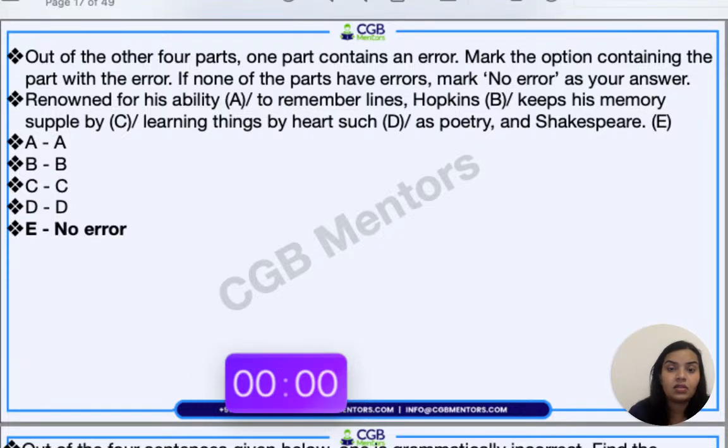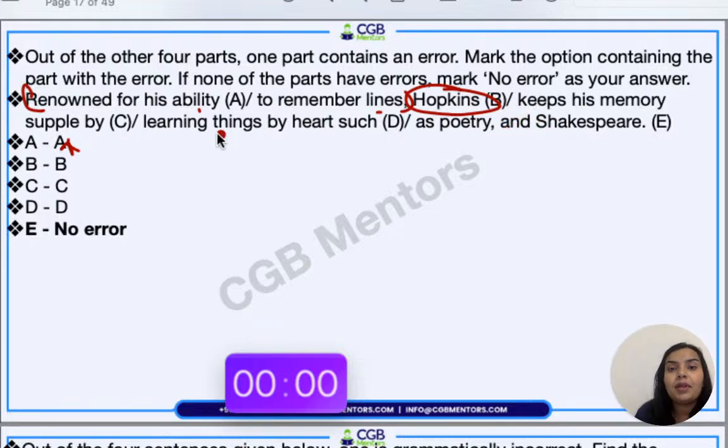Answer to this one is no error. Let's check. Renowned for his ability to remember lines. Now, this part is describing Hopkins, renowned for his ability to remember lines. Who is renowned? Hopkins. Keeps his memory supple. This is a daily routine for him, a truth for him, so that's why simple present tense is absolutely right.